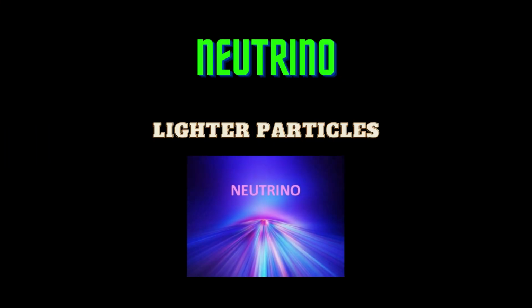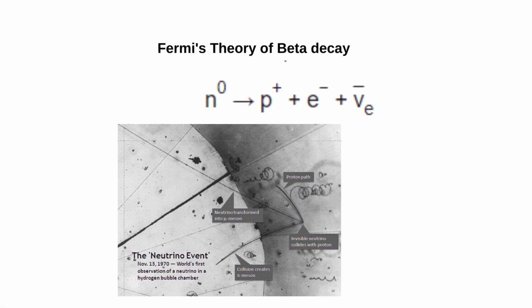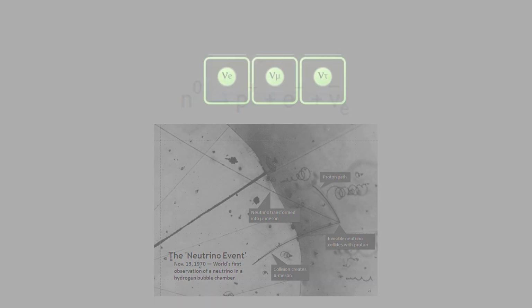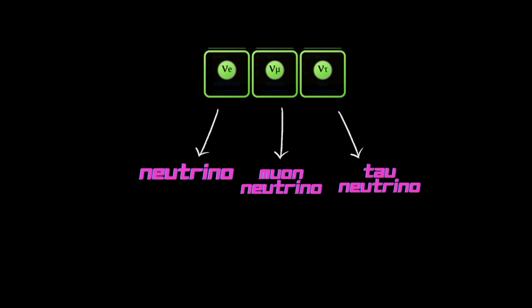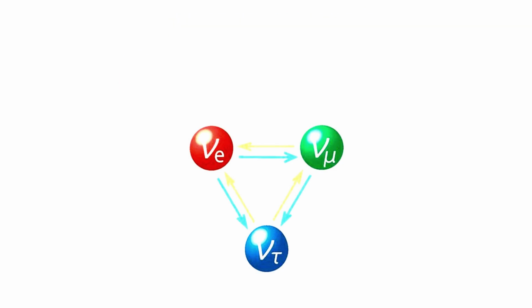Neutrinos, on the other hand, are much lighter particles that are nearly massless and interact very weakly with matter. They were first proposed in the 1930s to explain certain puzzling observations in nuclear physics, and have since been the subject of extensive study. Neutrinos come in 3 flavors: electron neutrino, muon neutrino, and tau neutrino, and can change from one flavor to another as they travel through space, a phenomenon known as neutrino oscillation.